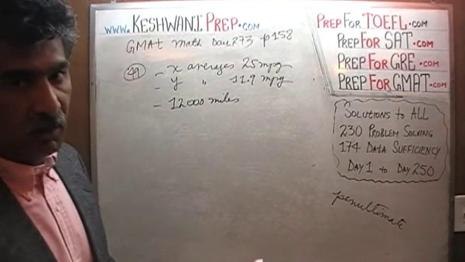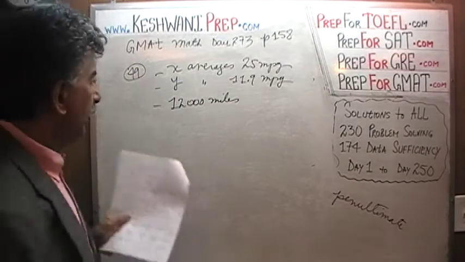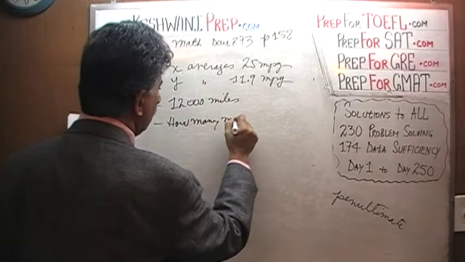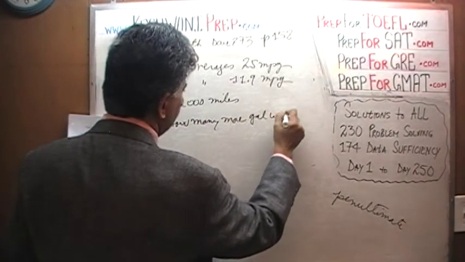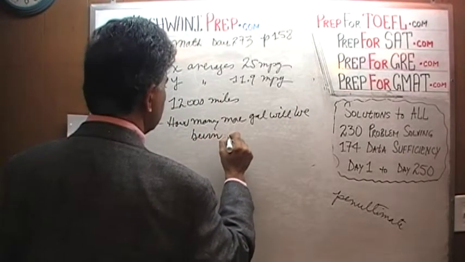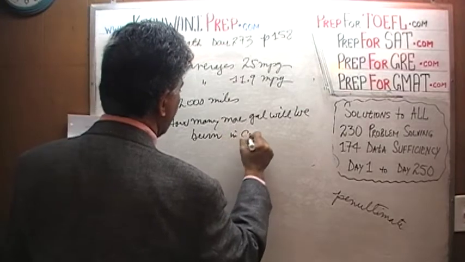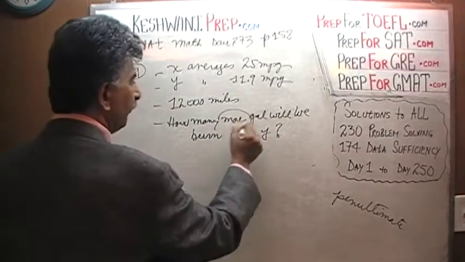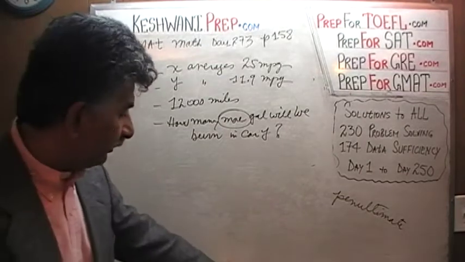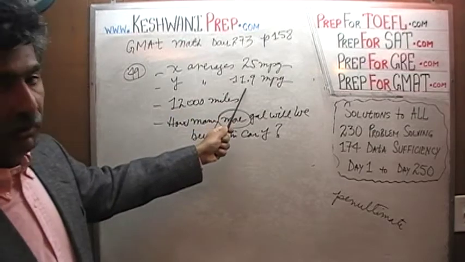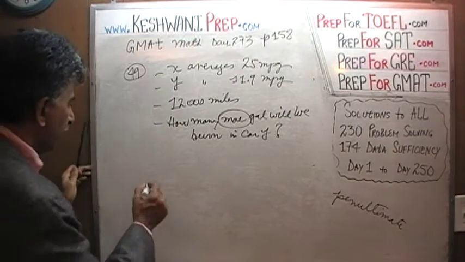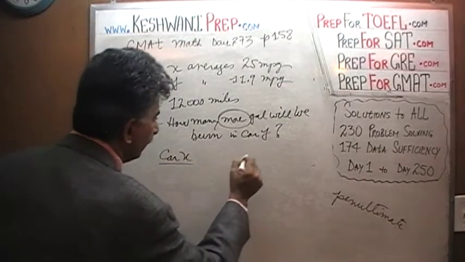The question is, how many more gallons will be burned if you drive car Y? Notice they're looking for how many more. So we have to figure out how many gallons we're going to burn to make this trip of 12,000 miles with car X. Then we have to figure out how many gallons will burn with car Y and look at the difference. So let's do car X here, and car Y here.